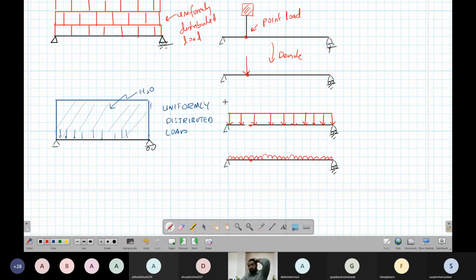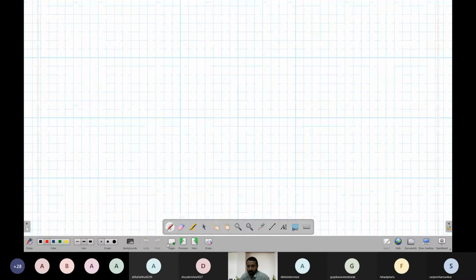Okay, so I hope this is clear about the load. Okay, this is uniformly distributed, so this is the representation of UDL. Point load and UDL. Okay. Now we have to study more about this.